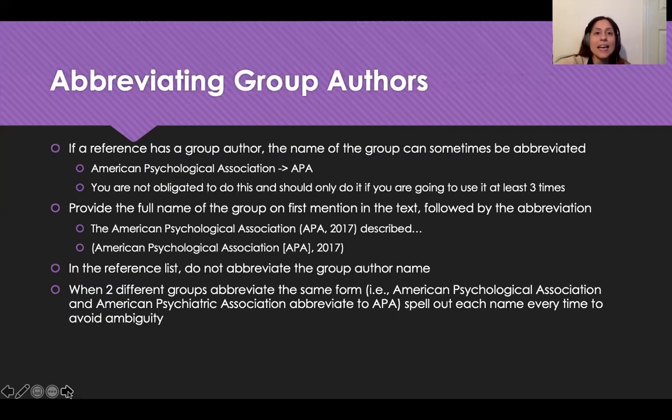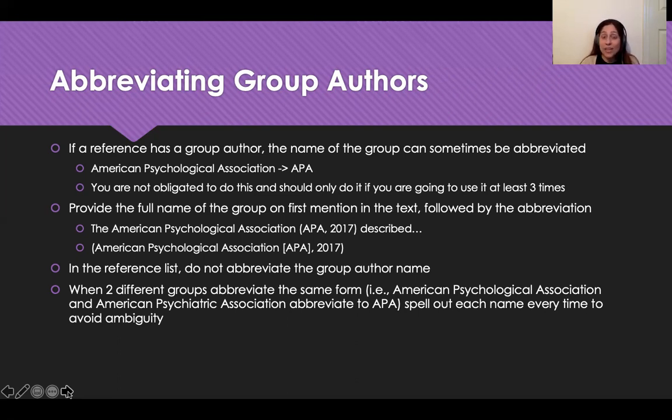Okay. Next thing, almost done here, is if you have a group author. If a reference has a group author, the name of the group can sometimes be abbreviated. For example, American Psychological Association is sometimes abbreviated APA. You're not obligated to abbreviate it as APA, and you should only do it if you're going to use it at least 3 times. So if you're going to say American Psychological Association 3 or more times, go ahead and introduce the abbreviation and only use the abbreviation moving forward.